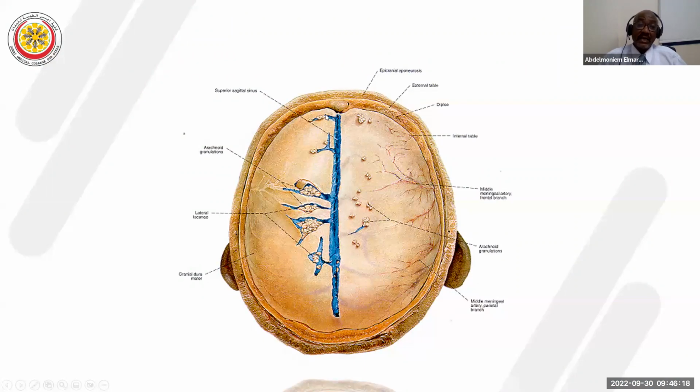So you will see the arachnoid granulations even when you look at the external surface of the arachnoid through the dura. If you look through the dura, you can see the arachnoid granulations, the arachnoid villi. So these are the arachnoid granulations and villi found inside the superior sagittal sinus. So the fluid comes through these granulations and villi.